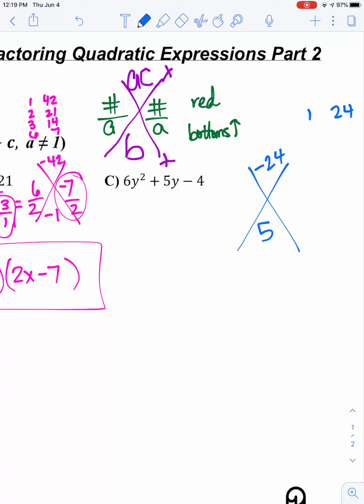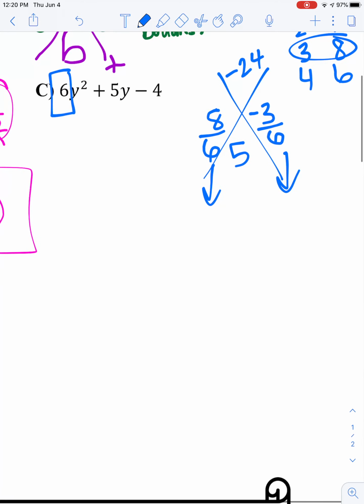Let's see what multiplies to 24. I'll make a list real quick. 1 and 24, 2 and 12, 3 and 8, 4 and 6. To get a 5, I know the difference of 3 and 8 is 5, so I'll be using those numbers. But which is positive, which is negative? Well, I want to add to a positive 5, so the 8 is bigger. That has to be positive. 3 is negative. Now I take these and divide both by 6, because 6 is my lead coefficient. It's my a value in front of the y squared. Both these fractions can reduce. So to reduce 8/6, I can divide 2 on top and divide 2 on the bottom to get 4/3.